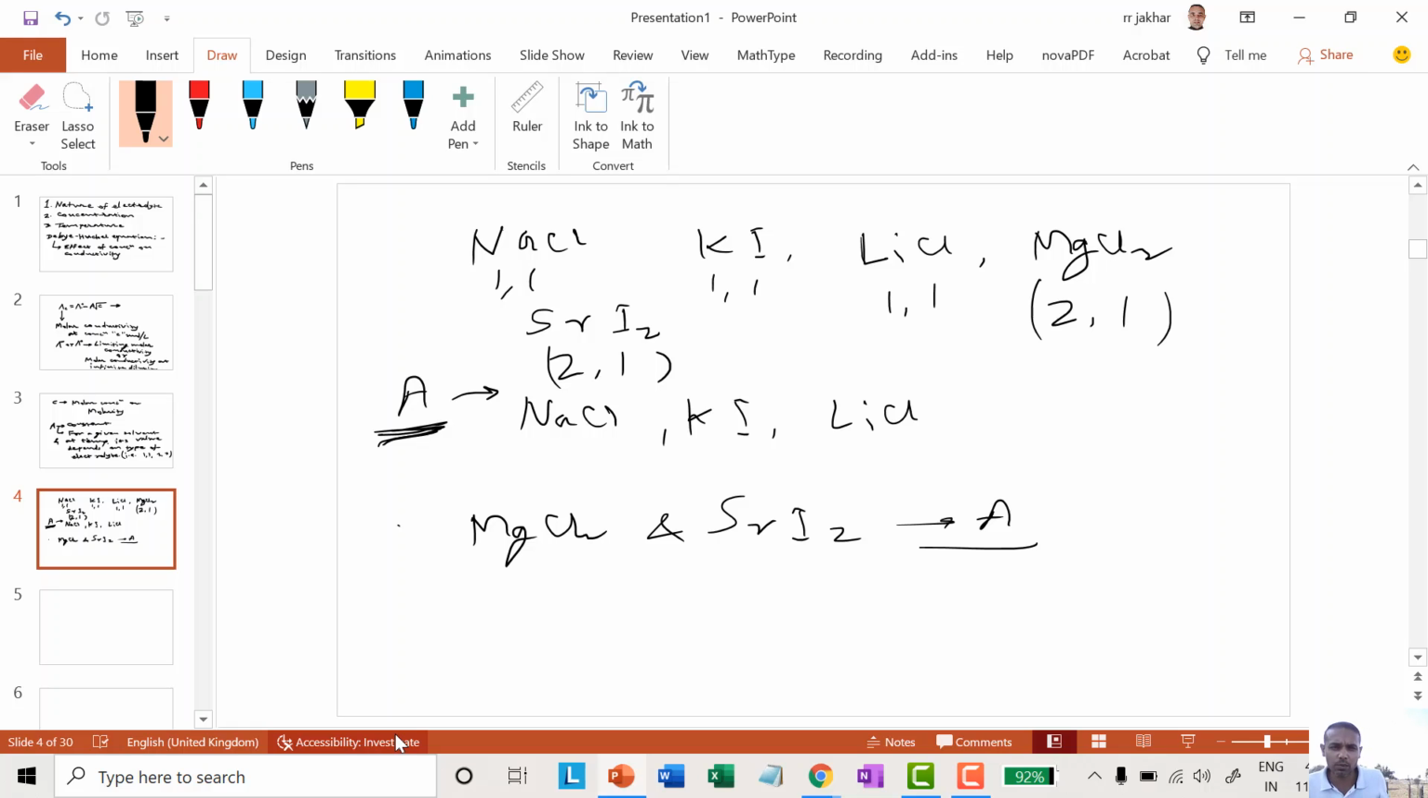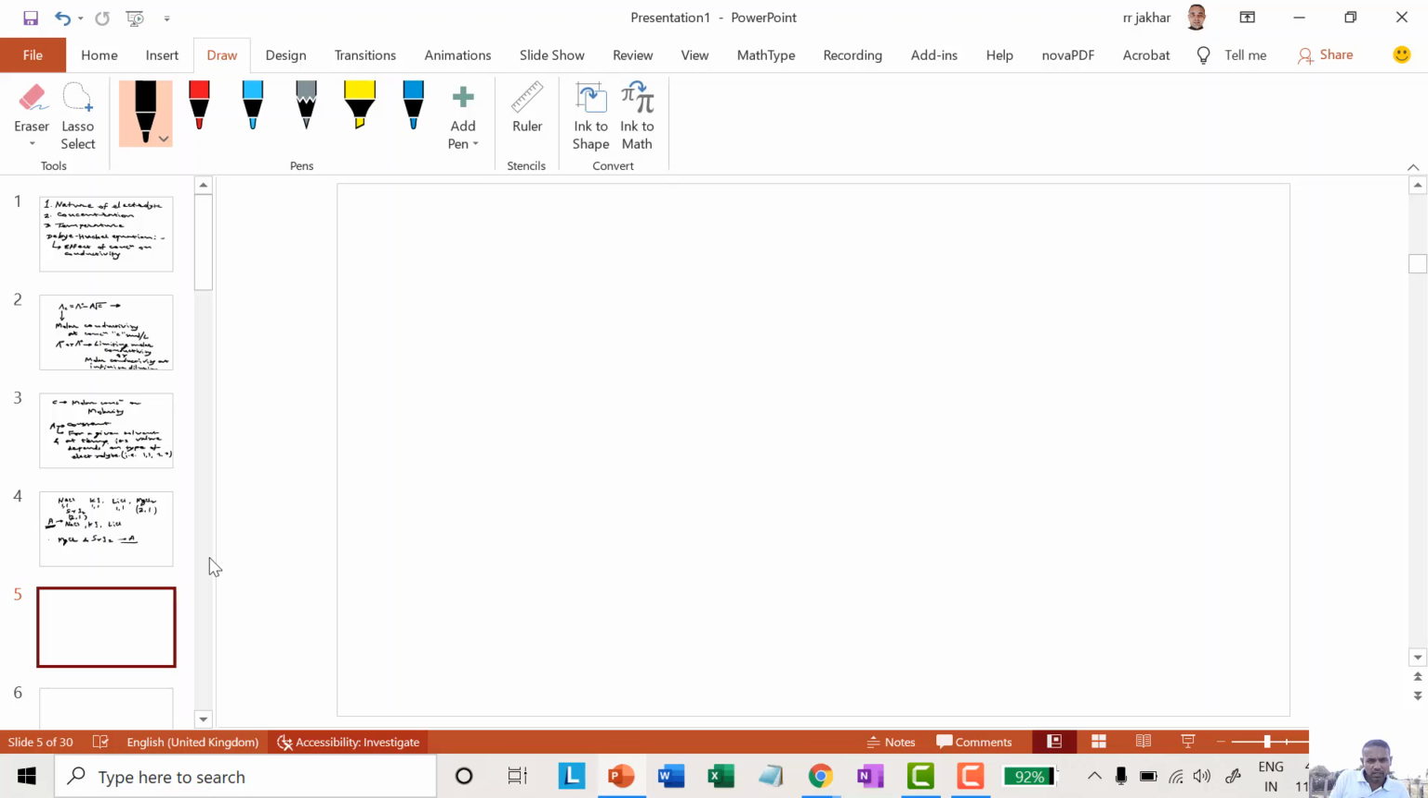Okay. But the condition is what? Here the temperature should be equal and the solvent should be similar. If we are taking different solvent and different temperature, then this also depends on temperature and type of solvent. Okay, do remember.